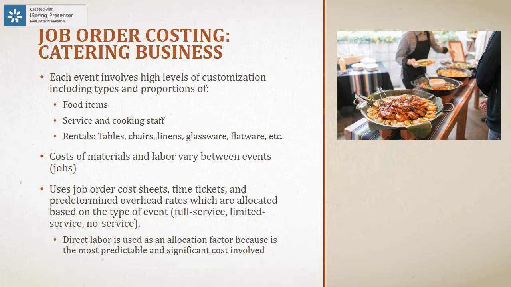Job order costing uses job order cost sheets, time tickets, and predetermined overhead rates, which are allocated based on the type of event, which could be full service, limited service, or no service. And direct labor is used as an allocation factor for overhead because it is the most predictable and significant cost involved.